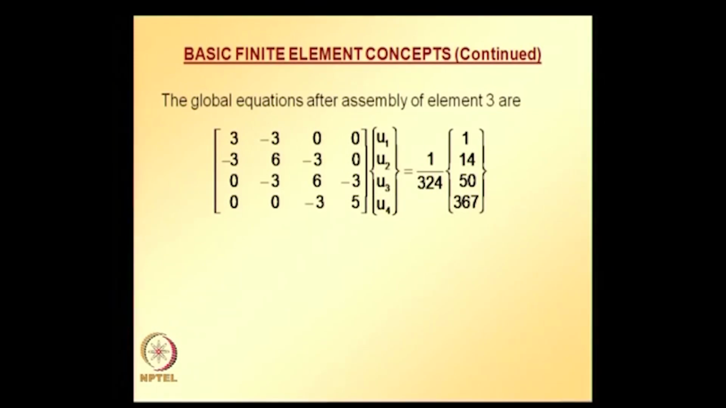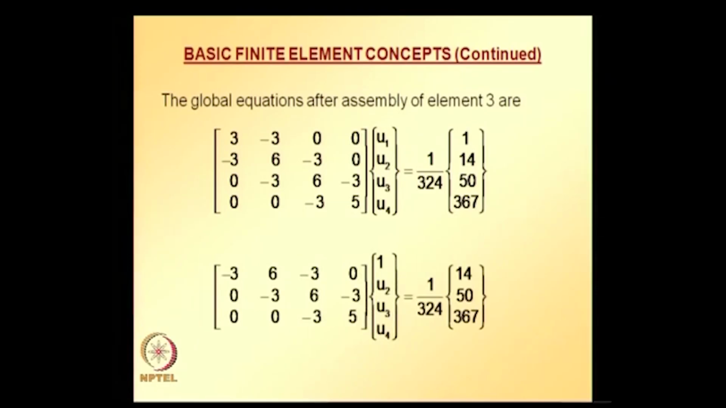Here we have to apply the essential boundary condition. Whatever we have done so far, by taking the element equation system with boundary conditions, we took care of the natural boundary condition, but we have still not imposed the essential boundary condition. The essential boundary condition for this particular problem is that the u1 value is given: u1 is equal to 1 is the essential boundary condition.